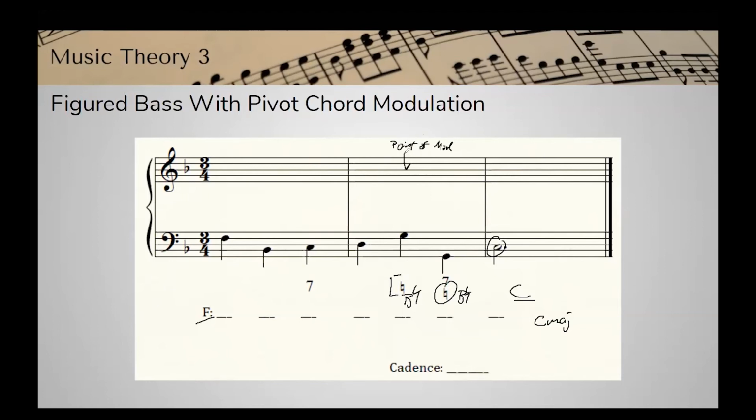Which means that the chord before that is going to be the pivot chord, the chord that exists in both keys. So go ahead and put the little bracket here, and we know that we're going to the key of C major after that. All right, do some cleanup here. All right, and now you can just continue as if you were writing any other 4-part example.